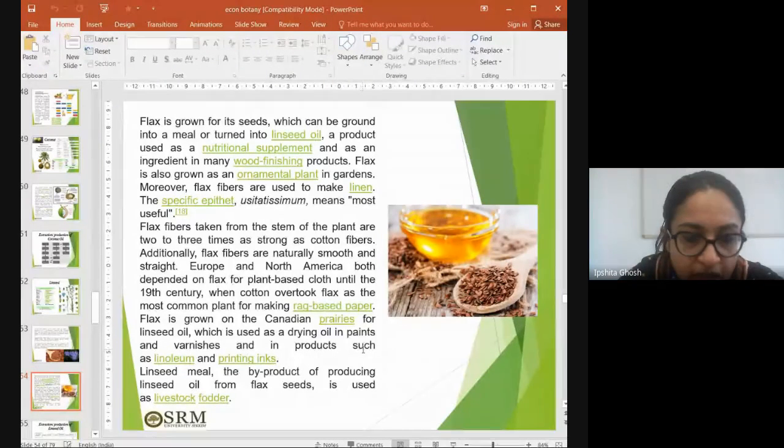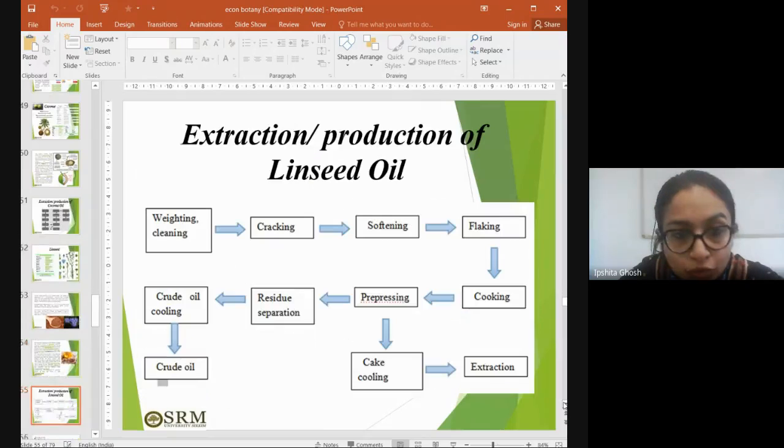You can go through it. Otherwise, you can also remember that it is used to feed the animals as a livestock feed. So this is another use. I think this is all for the uses of flax seeds that you need to know.